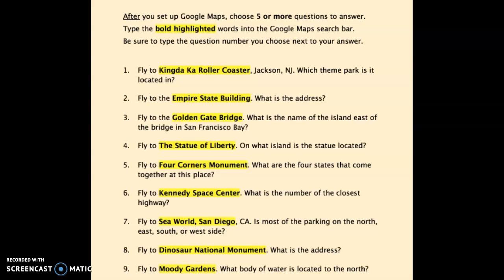Number 9 says, fly to Moody Gardens. What body of water is located to the north?